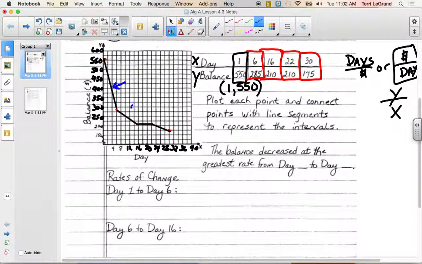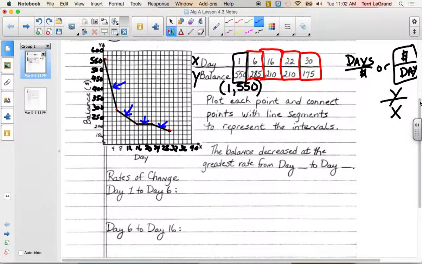So right now, you put little arrows like this that show where we're actually finding the rates of change. We're going to figure out how much it's changing over intervals of time. So our first interval of time is from day 1 to day 6. And that's the steepest one, isn't it? The one that's falling the fastest. And then our next line segment is over the interval of day 6 to day 16. And then our next interval goes from day 16 to day 22. And our last interval goes from day 22 to day 30.